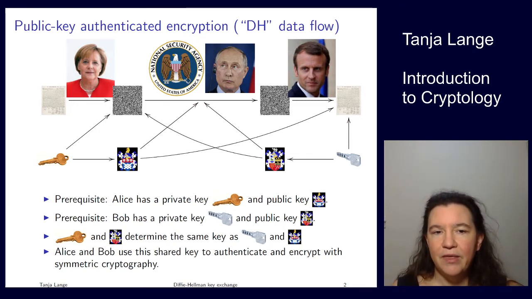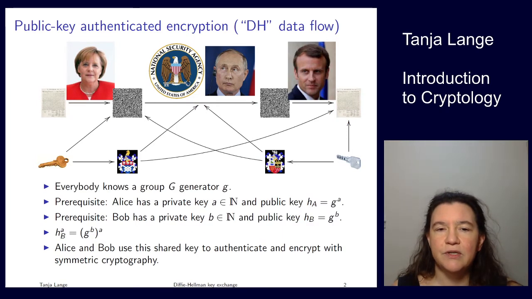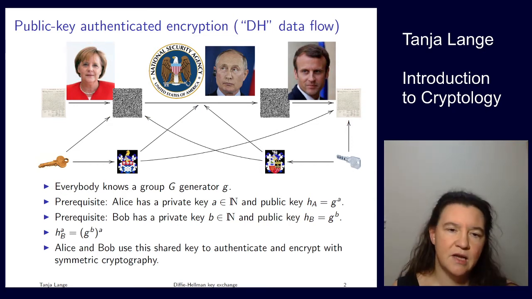Now let's talk about this in more mathematical terms. On the math side, we need to start with a group. So there is some generator G. We're typically working in a cyclic group, so there is some generator, and in the end, all elements that we're looking at will be elements generated by G. Now for Diffie-Hellman to work, we don't even need to be able to compute inverses. So in principle, a semigroup would be enough.